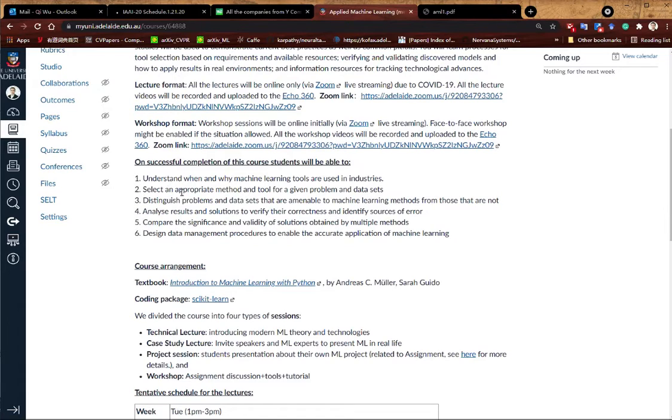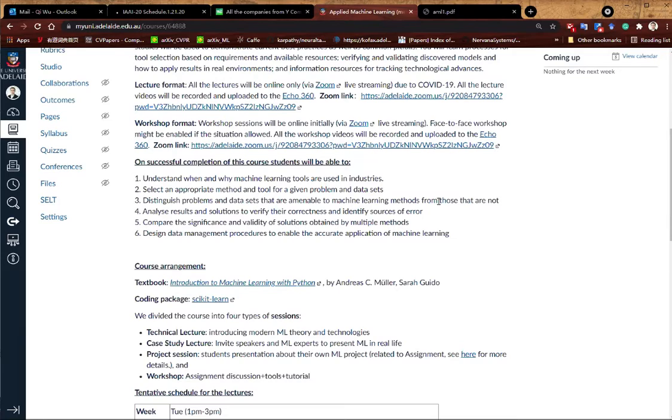So basically, you need to select an appropriate method and tool for a given problem and data sets, and you need to distinguish problems and data sets that are amenable to machine learning methods from those that are not. So after learning this course, you will know, well, this data is suitable for machine learning, but this data is not, right?